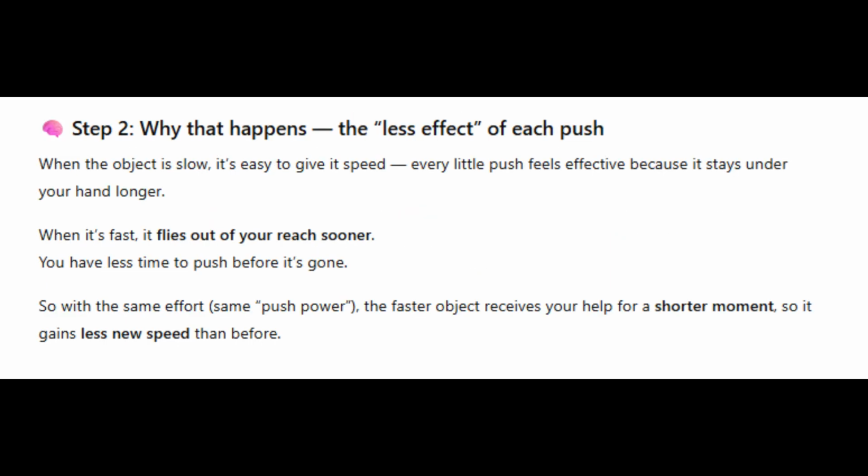Why that happens? The less effect of each push. When the object is slow, it's easy to give it speed. Every little push feels effective because it stays under your hand longer. When it's fast, it flies out of your reach sooner. You have less time to push before it's gone. So, with the same effort, same push power, the faster object receives your help for a shorter moment, so it gains less new speed than before.